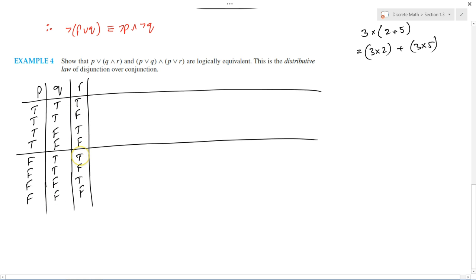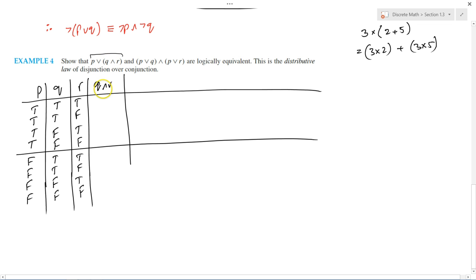We have now, through these different values, covered all the different combinations of true and false for these three variables. Now let's look at the first part of the question. The first part says P or (Q and R). So let's calculate Q and R first.